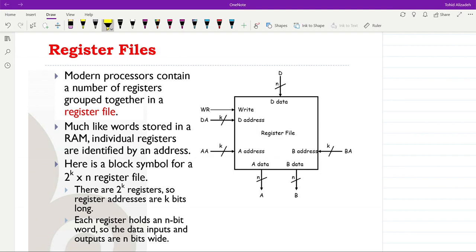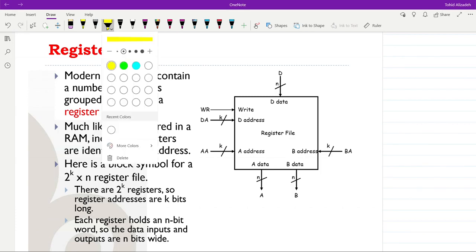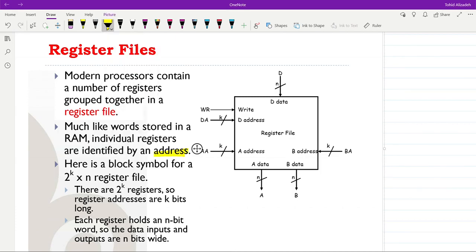Modern processors contain a number of registers which are grouped together and they form a register file. You can see the block diagram of a register file shown here. So basically it's a stack of the registers, let's say, and in order to be able to have access to any of the registers, we need to have some address similar to what we had for the memory or RAM. Okay, that's something that we have seen already.